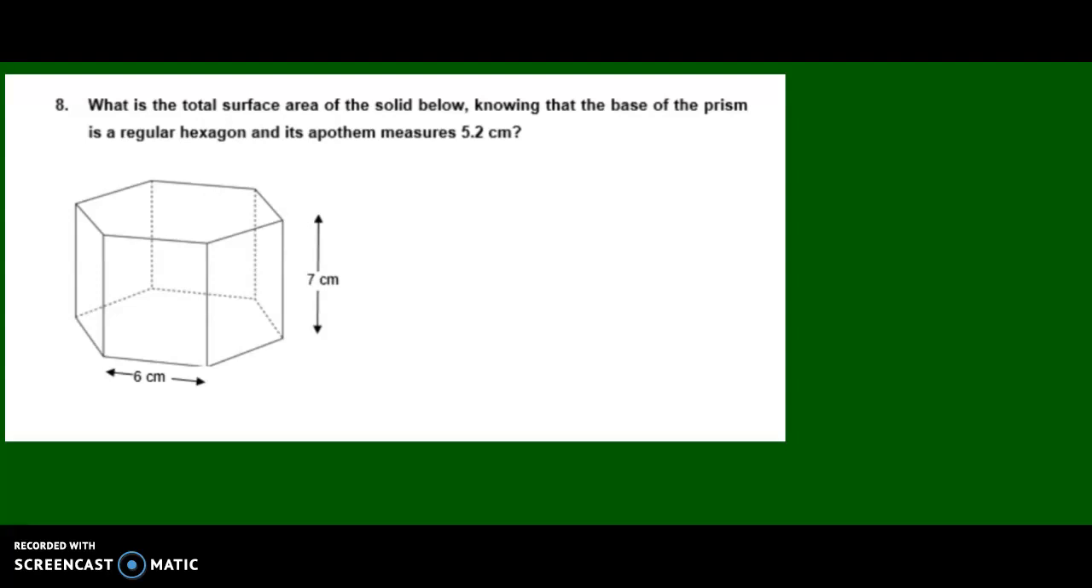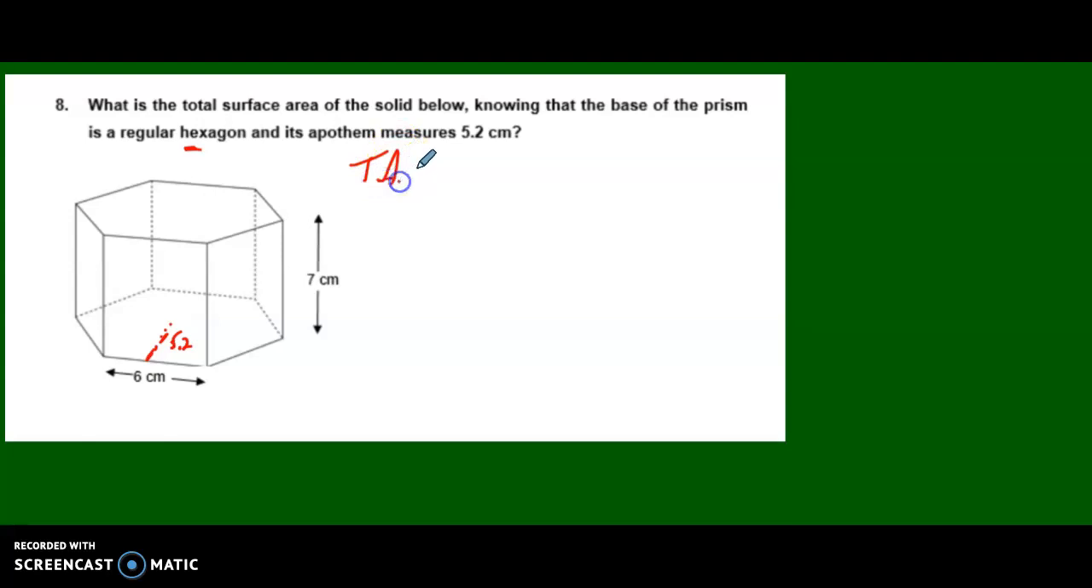Okay, kids, here's another question, a short answer question, and it says, what is the total surface area of the solid below? Knowing that the base of the prism is a regular hexagon, so it has 6 sides, and the apothem is 5.2 centimeters. So we want the total surface area. The apothem would be over here like this for the base, and that's 5.2 centimeters. So how do we find the total area?